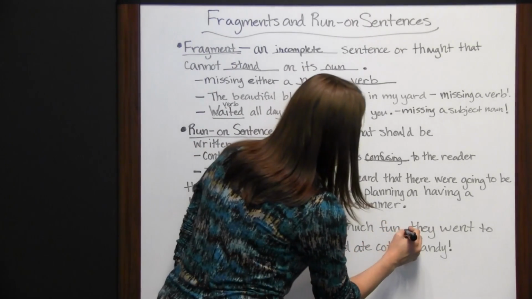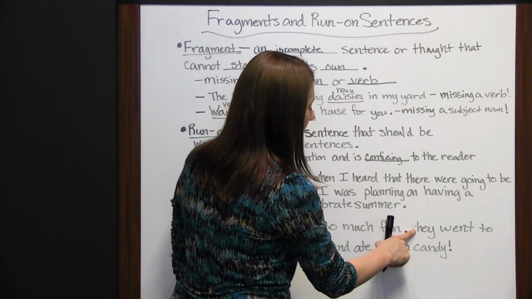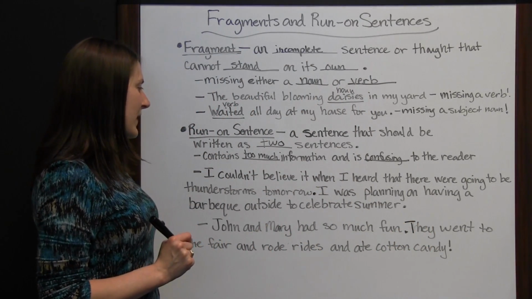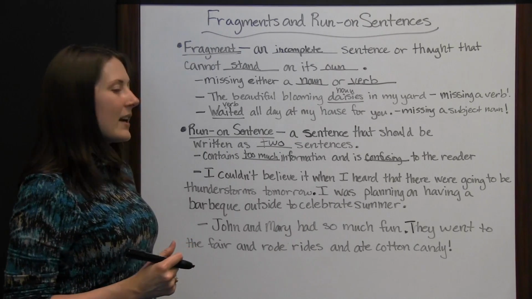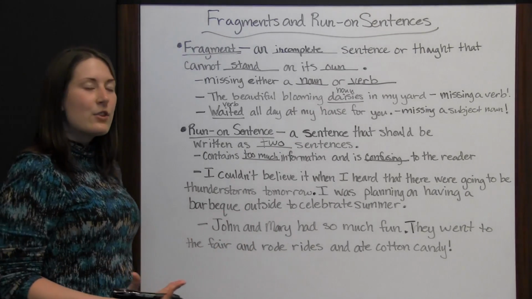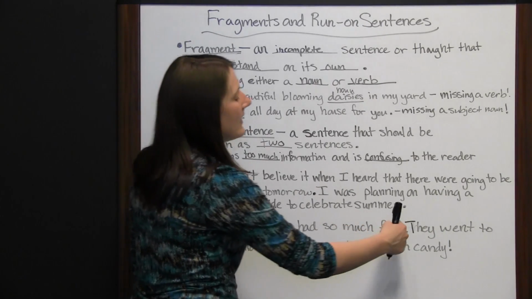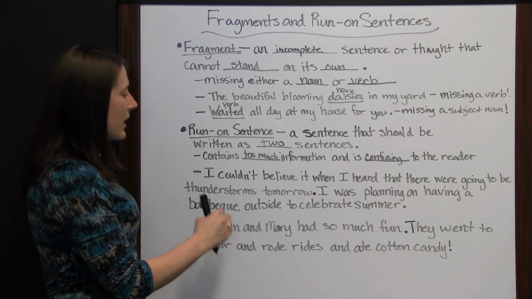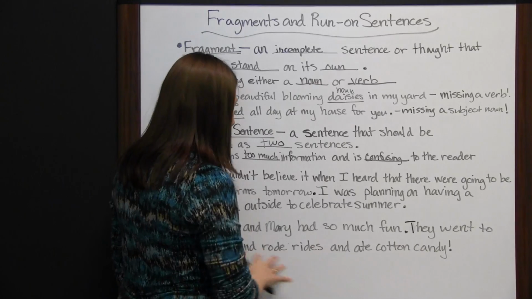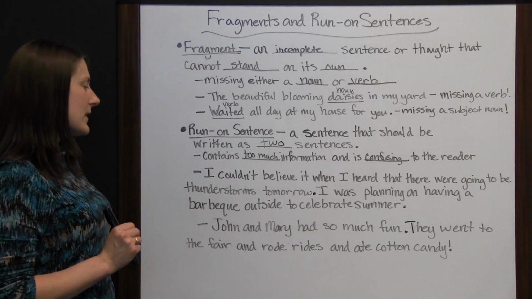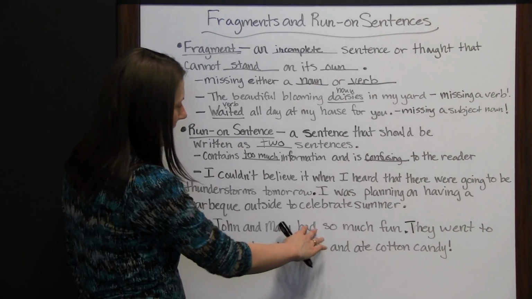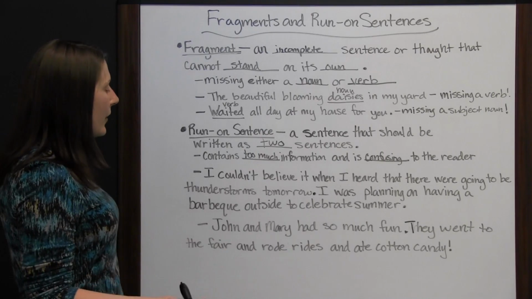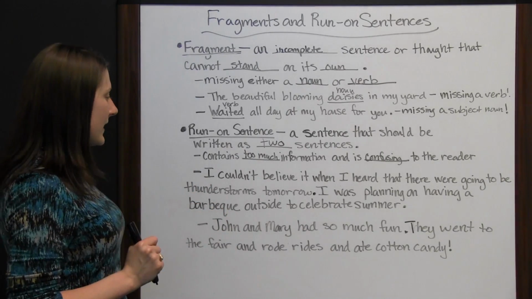John and Mary had so much fun. And then, if we're starting a new sentence, we need to capitalize our T in they. John and Mary had so much fun. They went to the fair and rode rides and ate cotton candy. So now, we have two complete thoughts. First, we're saying they had fun, and then we're saying how they had fun. And we didn't keep it a run-on sentence to where we had this pronoun in the middle of this sentence, making it sound a little confusing. We have John and Mary having fun, and then they went to the fair and rode rides and ate cotton candy. So we split it up into two sentences that are easier to understand.